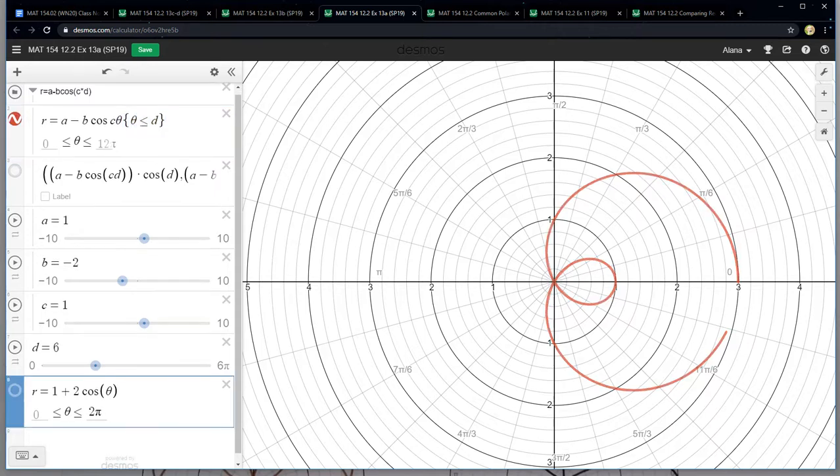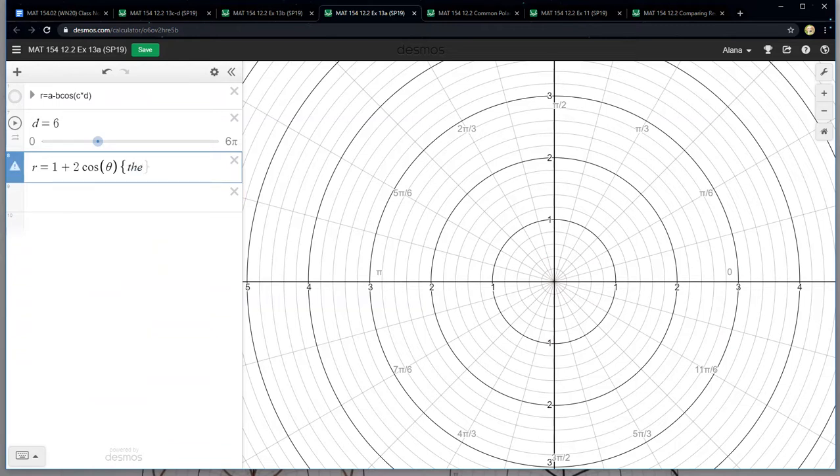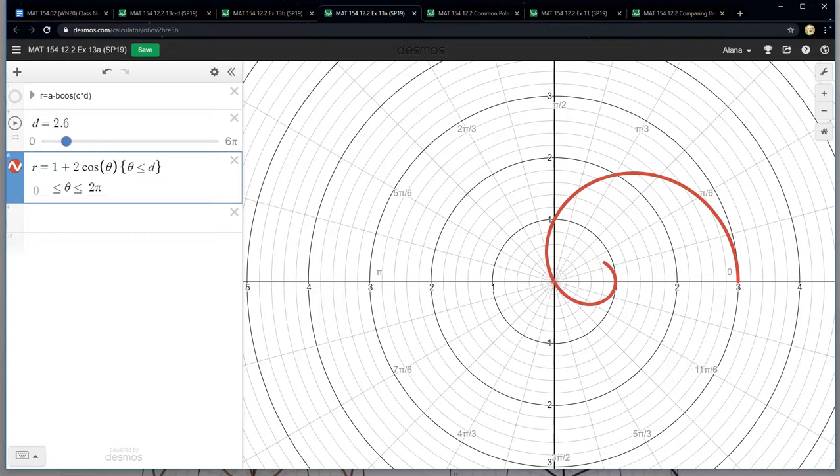So I can turn off this graph. Let me just turn off the whole thing. And so then I say down here, forget it. I say r equals 1 plus 2 cosine theta, and I put in curly braces, and I say theta is less than or equal to d. And then I say graph it, and it'll work, right? It doesn't have to be anything fancy. So 1 plus 2 cosine theta, theta less than or equal to d, and then when I cycle through my slider bar for d, I can see, oh, it's right there. It's 2 pi. 2 pi is my period.